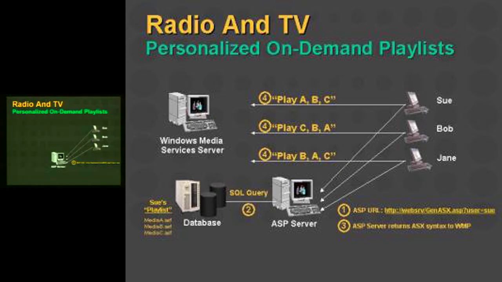And once the ASP server gets this request, and it goes off and grabs that data, it says this is Sue's playlist, so this is the content that she wants to listen to in this particular sequence. Bob and Jane have a different set of sequences. That ASX syntax is sent back to the player, and then each player has their own experience, playing different songs in different orders just based on who they are. So bringing in an ASP server into the scenario is one way to create that personalization instead of having a broadcast.